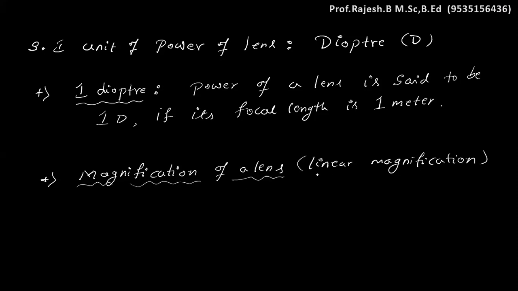So how to find out the magnification of lens? The object size and the image size will not be the same. Either it may be smaller in size or it might be bigger in size. So to check the magnification, we can give the formula: height of the image by height of the object. You can write like this, or in terms of the distances, m is equal to v by u, image distance divided by object distance.